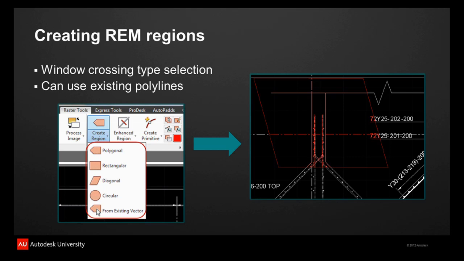Now, what I've done is I've just used the simple create region, used the diagonal tool, created a window, and as you can see, where I created this diagonal window, it gives me a red border on the outline to indicate where this area is. And everything within this border has been retraced by these REM objects, and they display red. So that's my REM region.